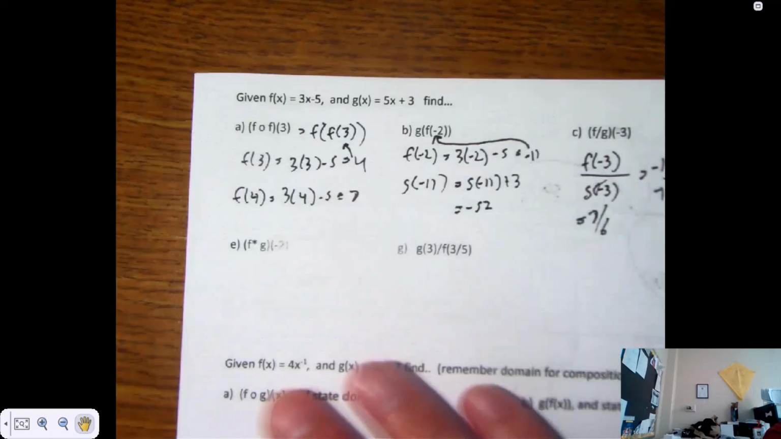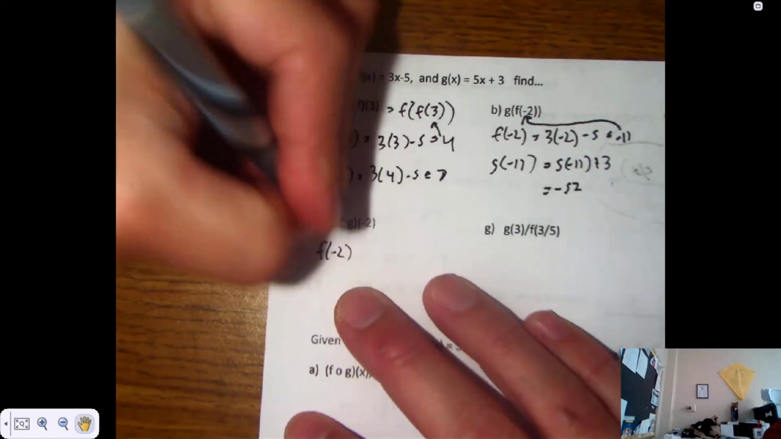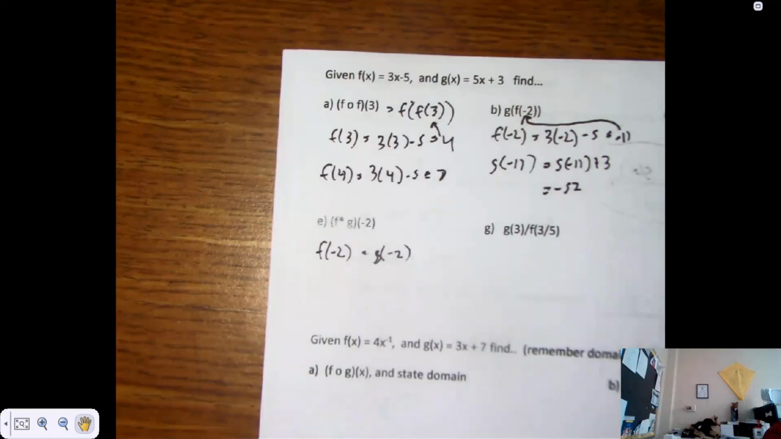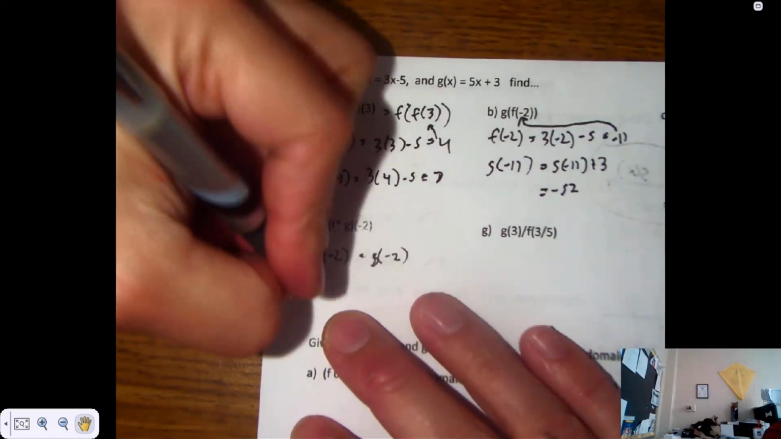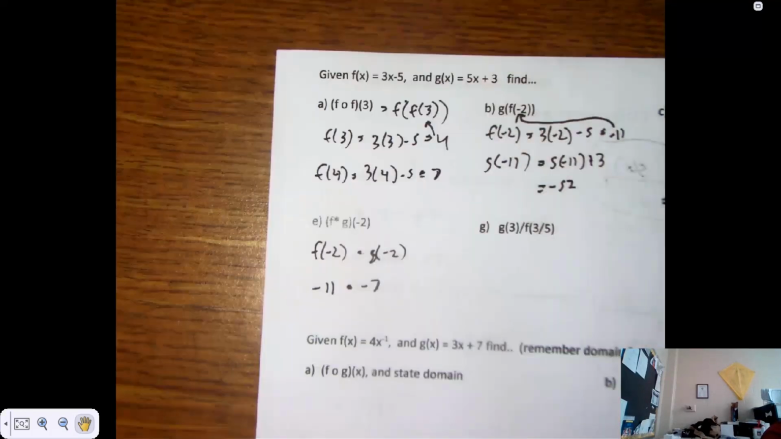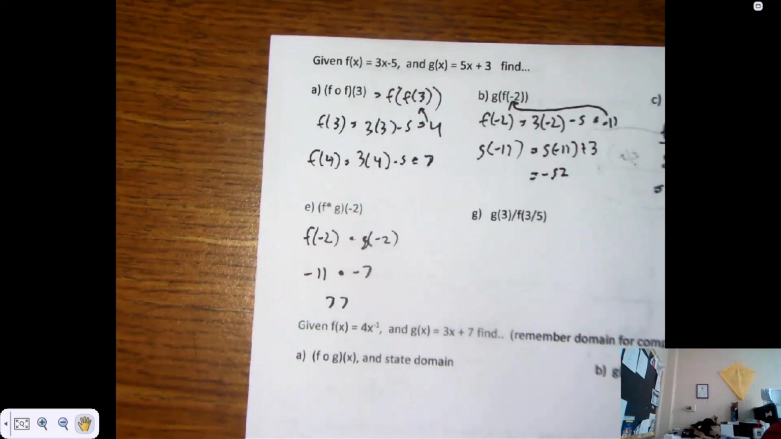What is E asking you to do? Plug in negative 2 and multiply the result. F of negative 2 we did in part B. It was negative 11. G of negative 2 has not been done, but it's not hard to do. It's negative 7. And a negative 11 times negative 7 is? Positive 77. G just looks funny because it has a fraction.